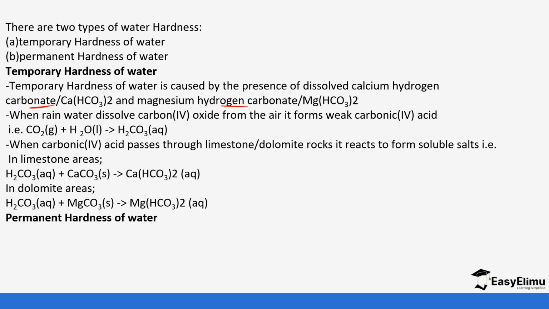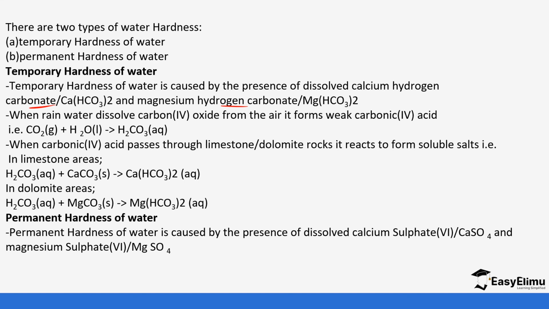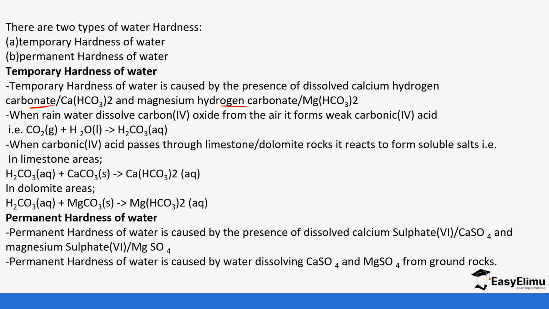Then there is another type of water hardness we call permanent water hardness, or permanent hardness of water. It is caused by the presence of dissolved calcium sulfate and magnesium sulfate, and it's caused by water that dissolves calcium sulfate and magnesium sulfate from the ground. It is also caused by the presence of magnesium chloride and calcium chloride.